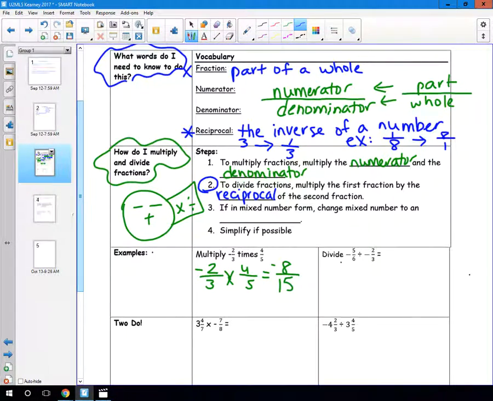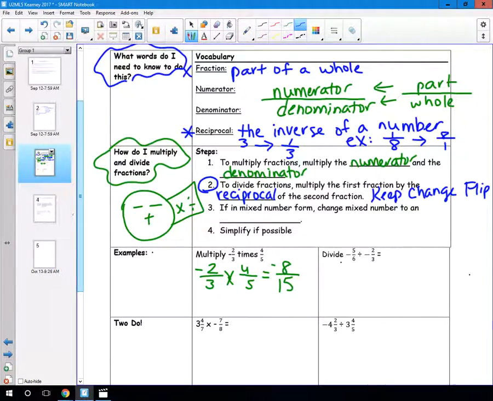So when we divide fractions, just like the video said, we're going to keep, change, flip. Yeah, that's the action. Now everybody knows how we're dividing fractions. So we're going to keep, change, flip.